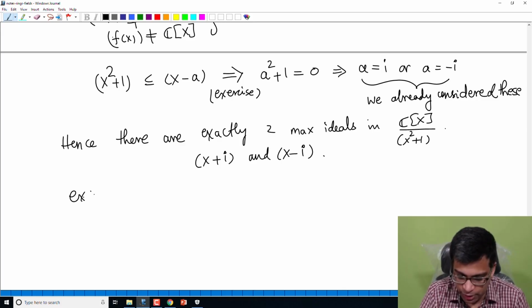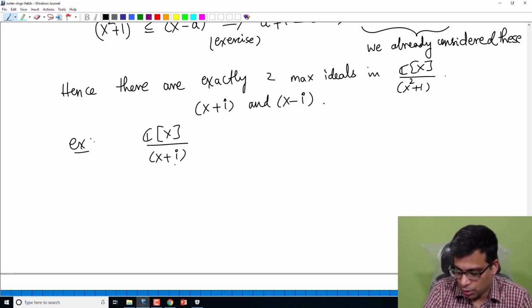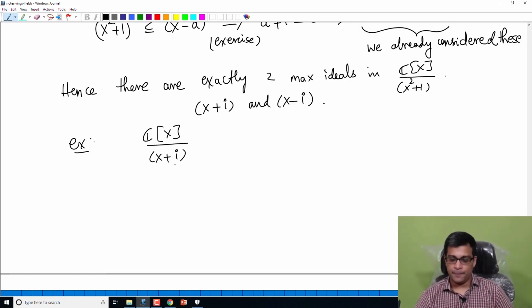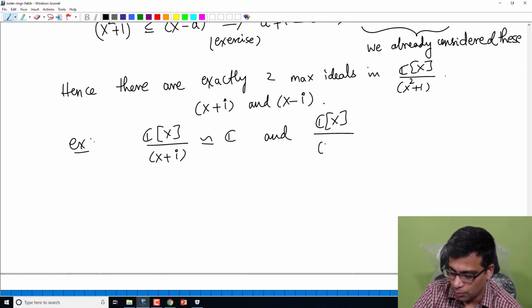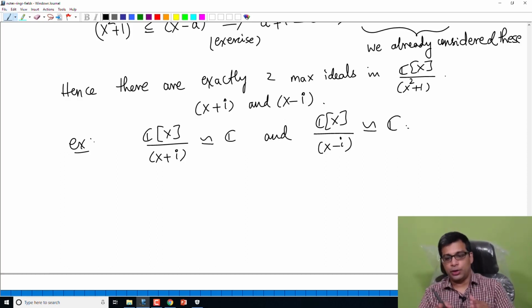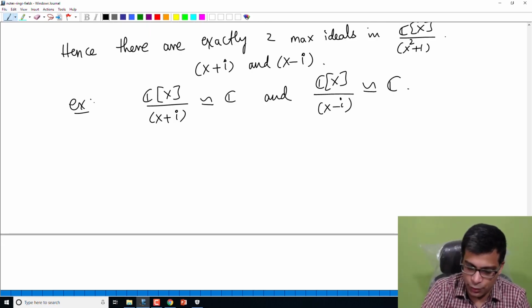And now I will leave a final exercise regarding this problem for you. We know that because x plus i is a maximal ideal, C[x] mod x plus i is isomorphic to a field. What field is that? In fact, that is just isomorphic to C. And similarly, C[x] mod x minus i is also isomorphic to C. For this you can use the first isomorphism theorem. Define a function from C[x] to C by evaluating a polynomial at i. So f(x) goes to f(i). Show that it's a surjective ring homomorphism with kernel being x plus i or x minus i. So you have to consider two different homomorphisms. So this is an exercise for you.